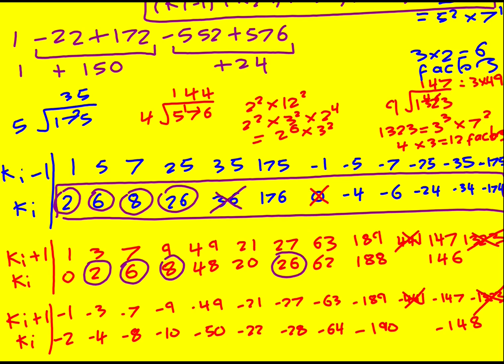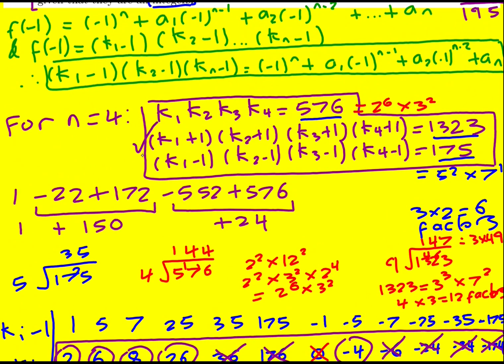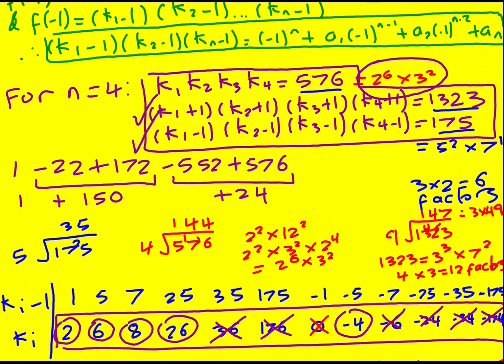So I can eliminate that one. I don't have 176. And then I've got -4. I do not have -6 or -24 or -34 or -174. We're nearly there. We've dealt with this one here and this one here. We just need to take a look at 2 to the 6 times 3 squared. So we've got to multiply to give that.